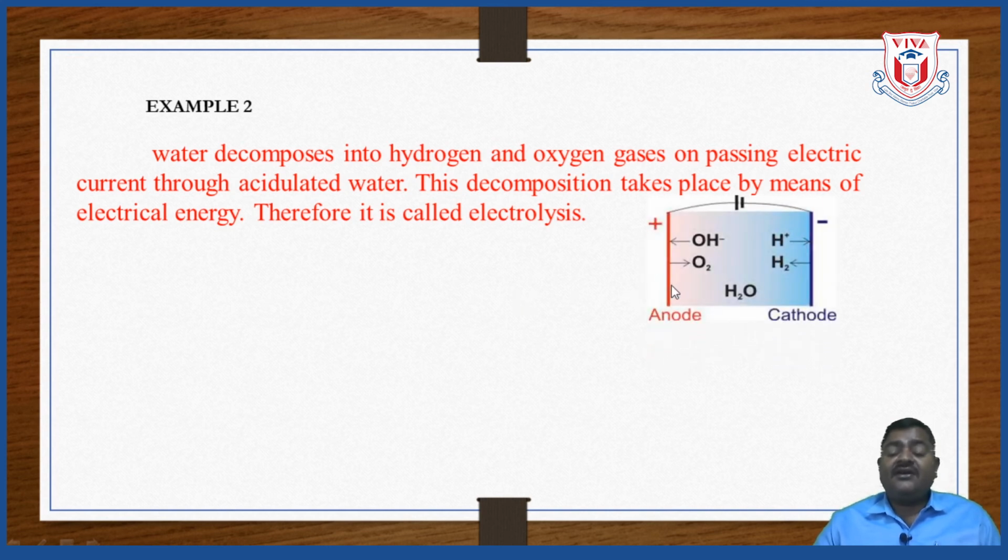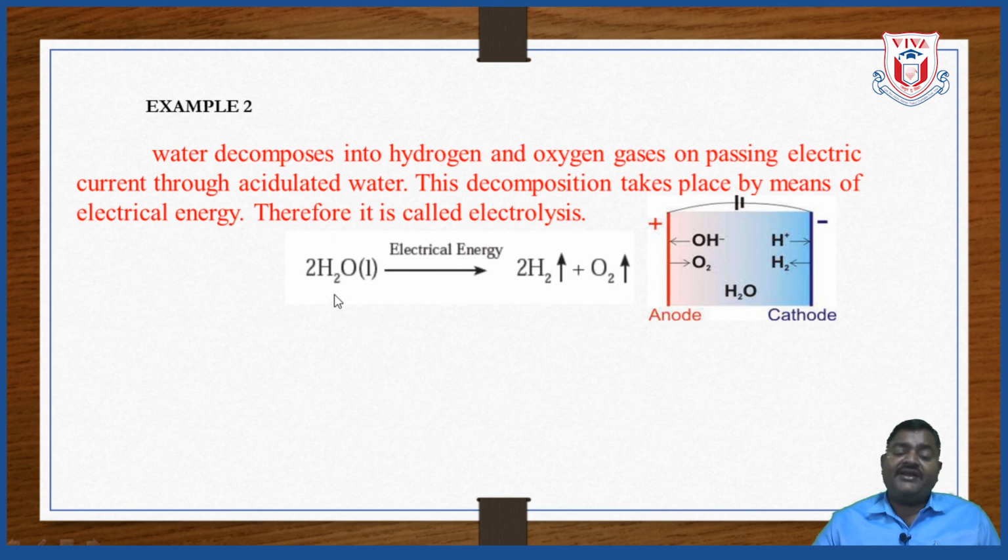Like this, here is the water that is acidulated, and if we pass the electric current through this, we get oxygen and hydrogen separately. This is called the electrolysis, and this is a decomposition reaction. We can write the reaction like this: 2H2O liquid, after passing electric energy we get 2H2 gas plus 2O2 gas. These two are the gases, so we write up arrow over here.